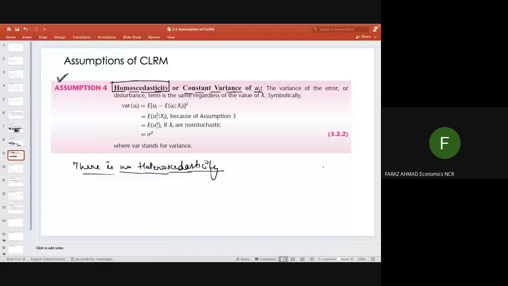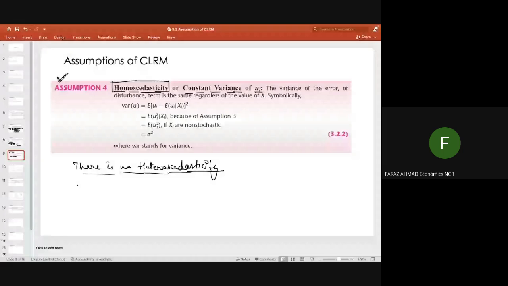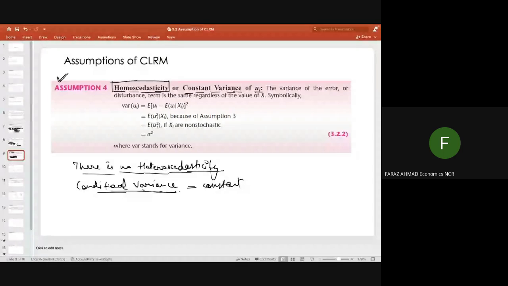So what does this mean? Again, we are talking about conditional variance. Remember, it's not written anywhere here, so I'm writing it for reference. Conditional variance. We are talking about conditional variance. And the conditional variance is constant. That's what our assumption is, right? Now, what does this mean? What is the meaning of variance? Let's start from here. What is variance?